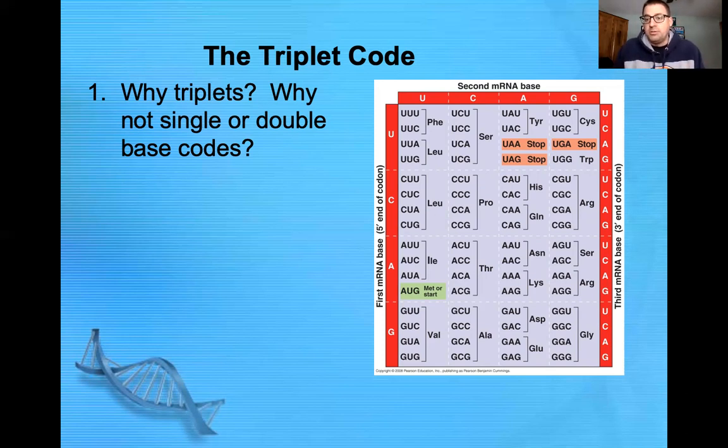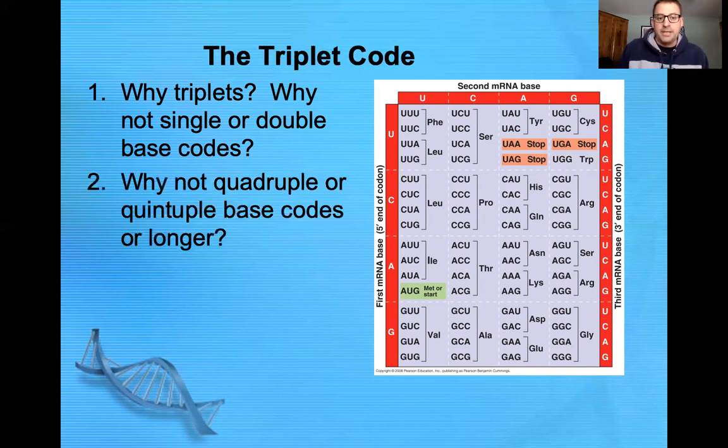Why not a double code? Same concept, same logic here. If you've got 4 bases arranged into groups of 2, how many different ways can you arrange those 4 bases in groups of 2? Well, that's just a math problem, right? 4 bases arranged in groups of 2, how many different combinations can you have? 4 to the second, right? Which is 16. Still, that's not enough different combinations for the 20 amino acids that exist in our bodies, right?